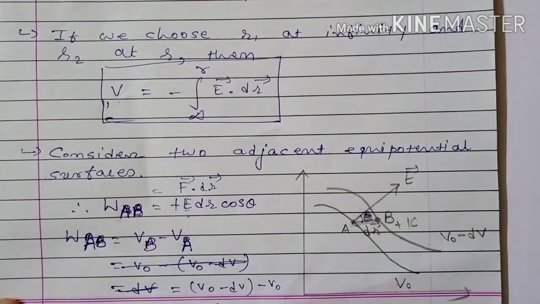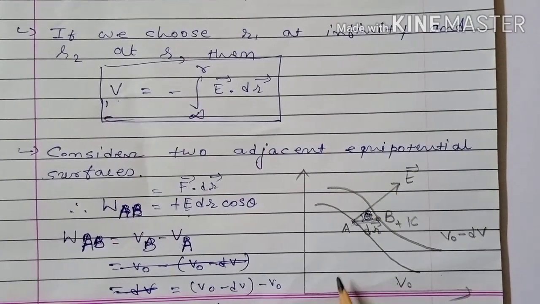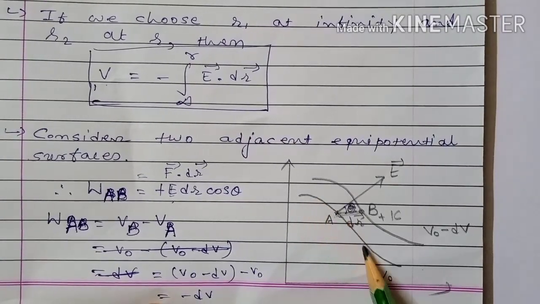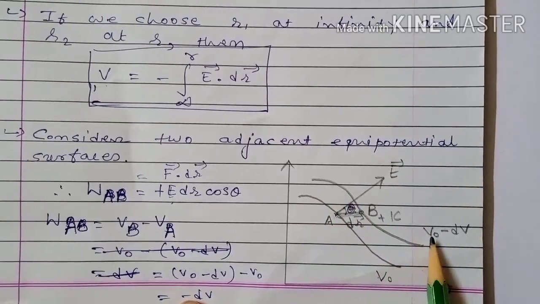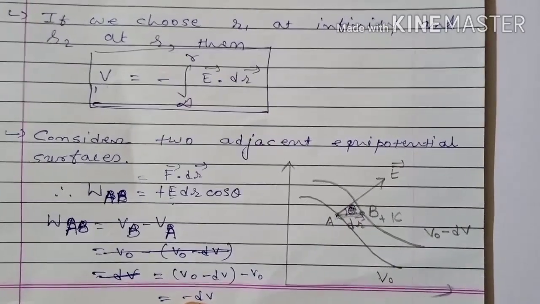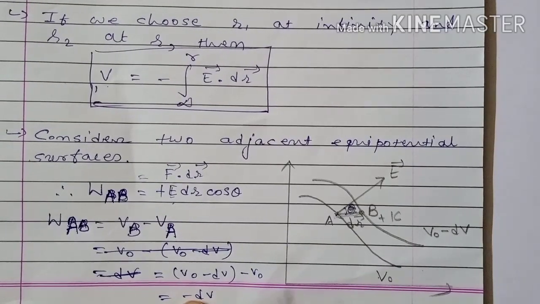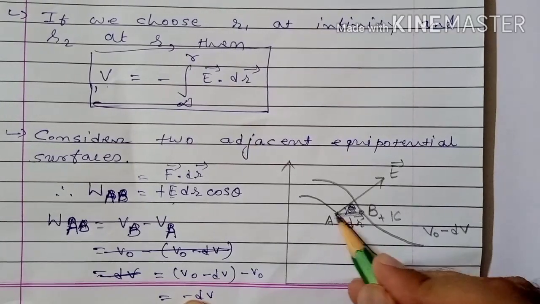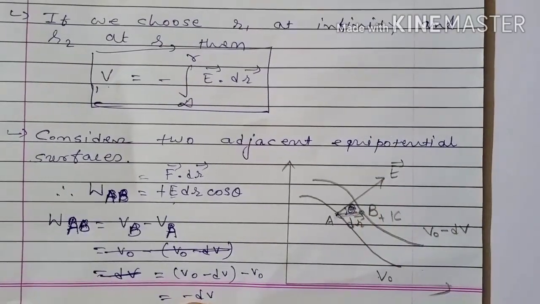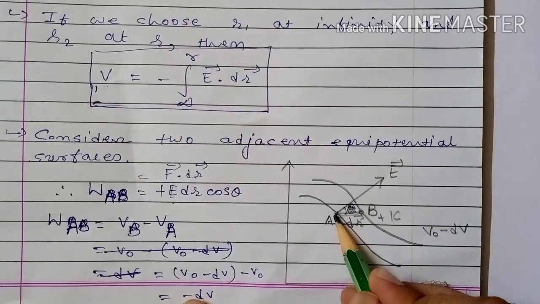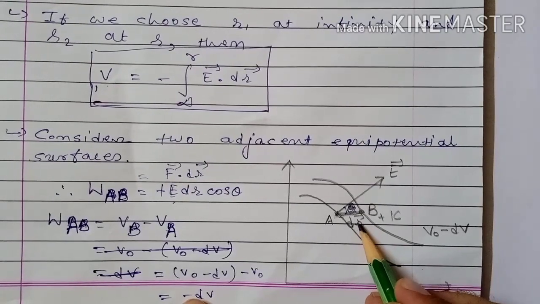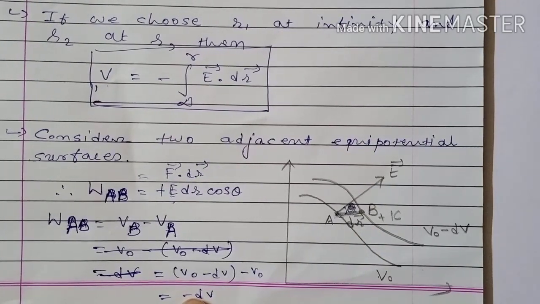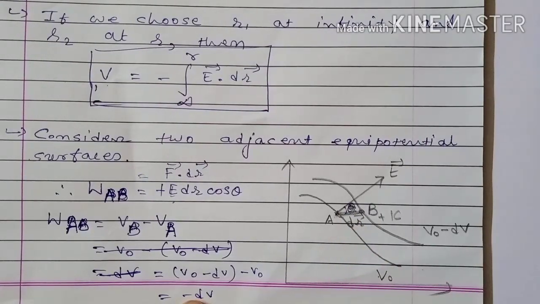Consider two adjacent equipotential surfaces. Here I have taken two equipotential surfaces. First equipotential surface on which potential is V0. Second equipotential surface on which potential is V0 minus dV. So dV is the potential difference between these two equipotential surfaces. Direction of electric field at this point is in this direction, E vector. Suppose I want to move unit positive charge from A to B. So this will be the direction of displacement dr vector. Angle between electric field and displacement is theta.